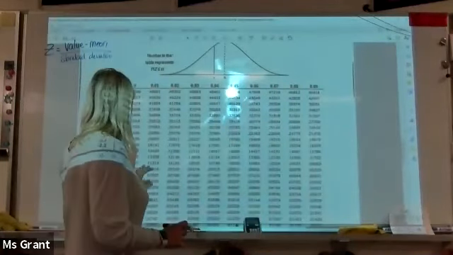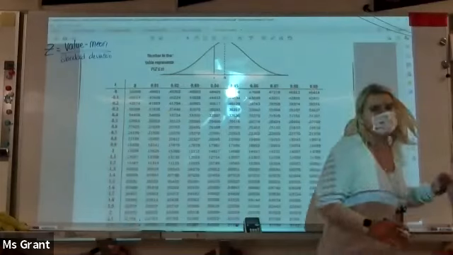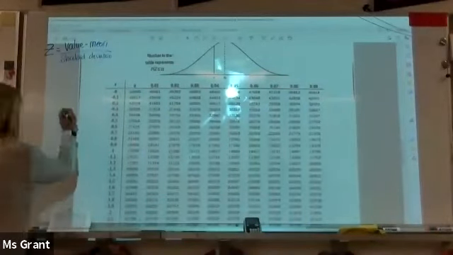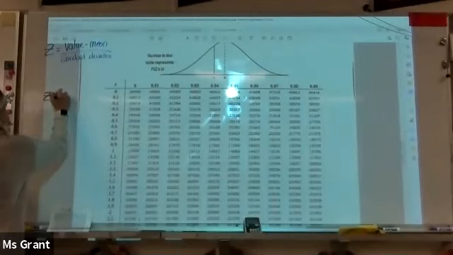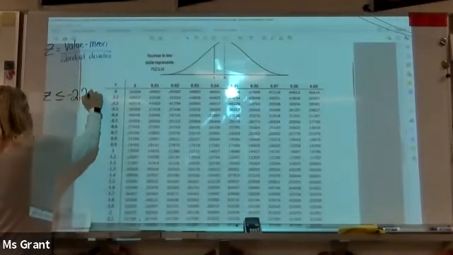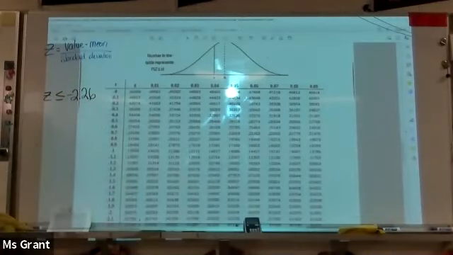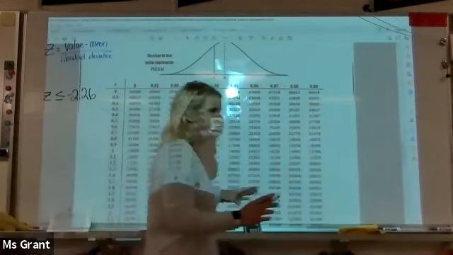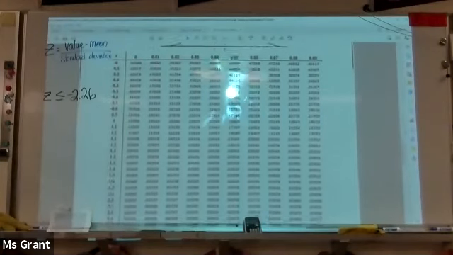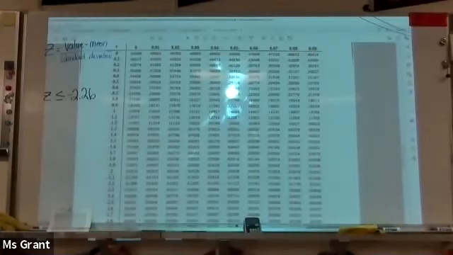So I want to show you what this is. Let's say that I had a z-score and I wanted you to tell me what z-score translates to less than or equal to negative 2.26. So you're like, what? Okay. Let me show you what the left column means and what the right column means.